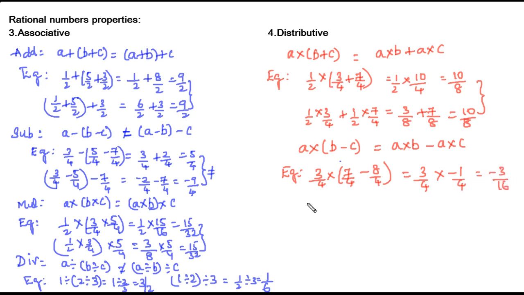Let's consider the right hand side, that is 3 by 4 into 7 by 4 minus 3 by 4 into 8 by 4, which will be equal to 21 by 16 minus 24 by 16, that is equal to minus 3 by 16. So we can say that distributive property of multiplication over subtraction is satisfied.